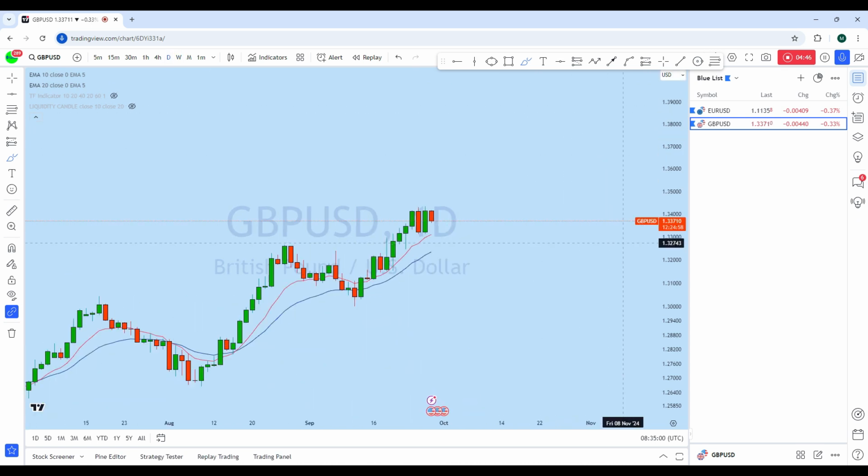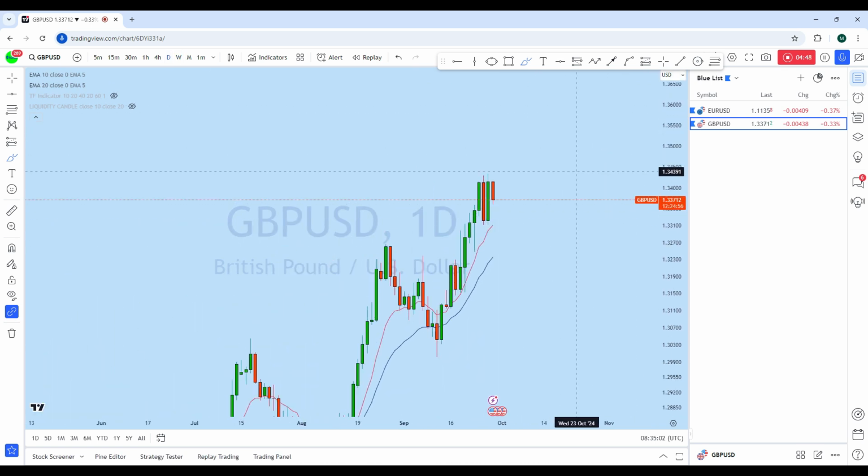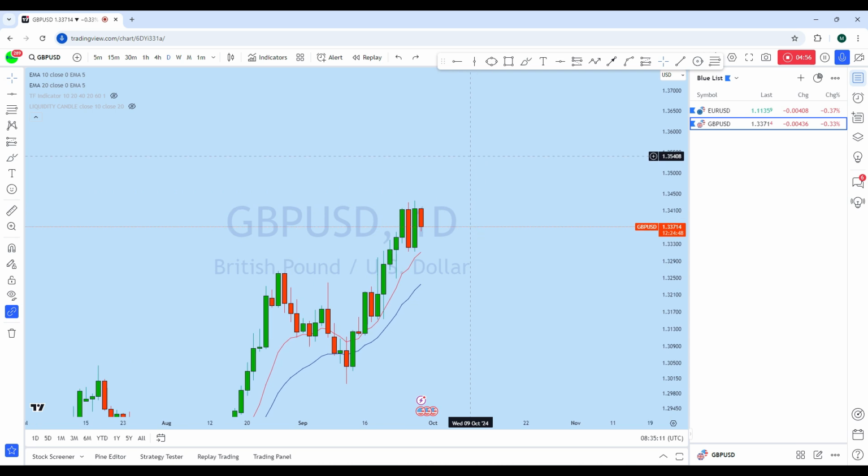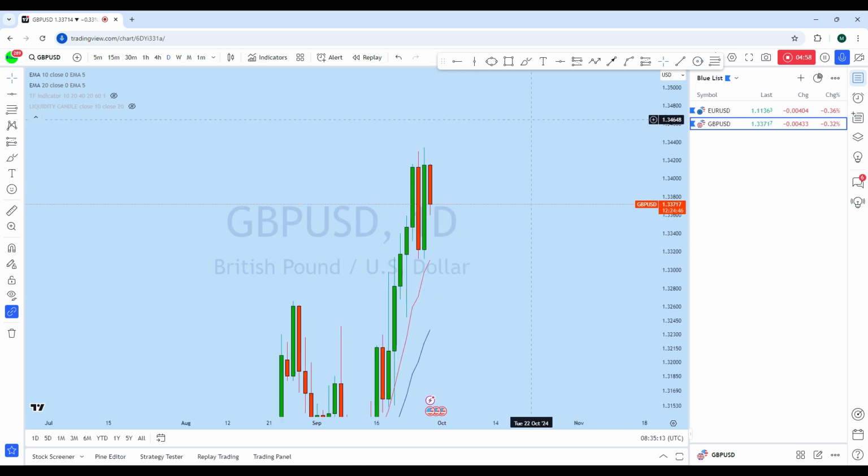Dropping down to the daily, we can also see that from the daily perspective, British pound US dollar after the previous daily bullish engulfer, today the market had a drop, and we are expecting the market to bounce back up again to retest this daily resistance line.